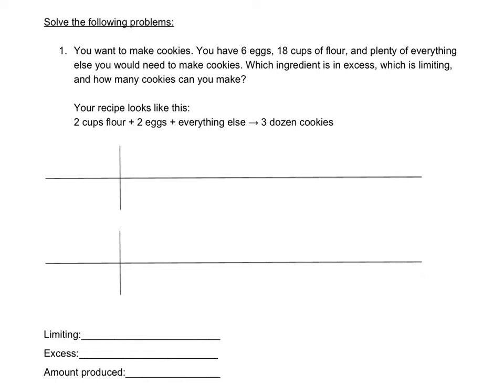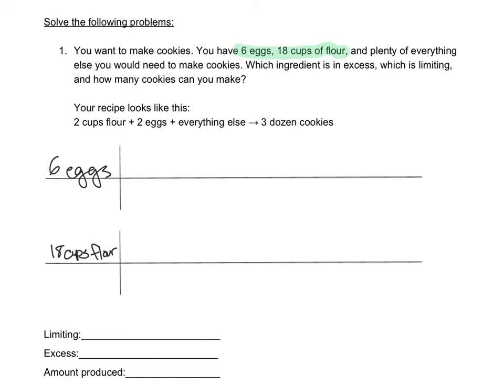All right, so what we're doing here is we're starting with 6 eggs, 18 cups of flour, and plenty of everything else. So those are our two givens, like we would have in other questions. And two givens goes for the two different charts. So you're going to write your givens in the chart. We've got 6 eggs and 18 cups of flour.